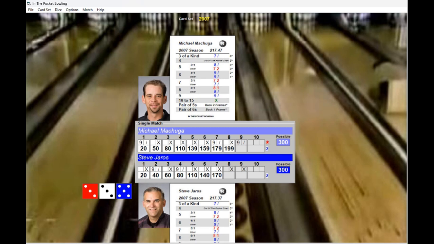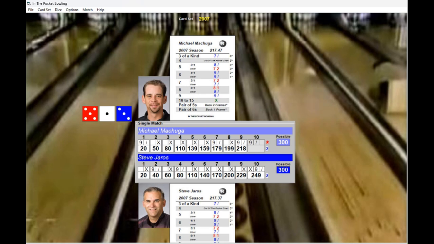So Charles is wasting no time. Charles working off 5 straight strikes. At 6-2-2, that's 10. That's a strike. Next ball is a 1-5-3. He gets a 9. We'll have to spare at 249. Machuca definitely needs a strike.